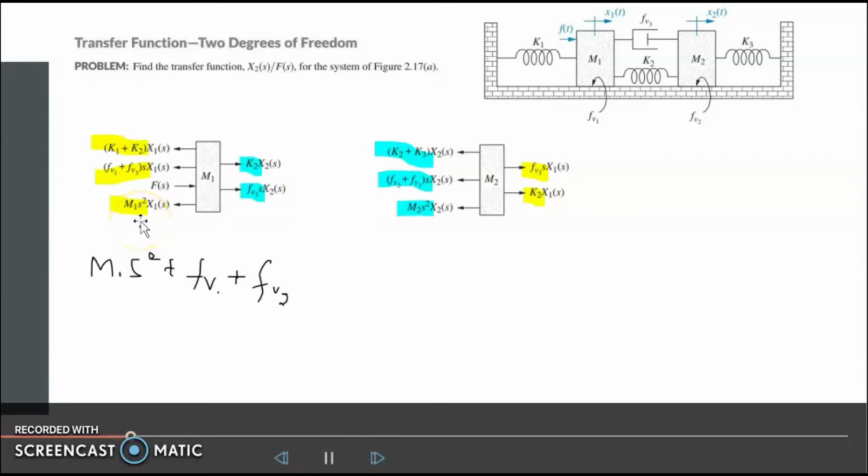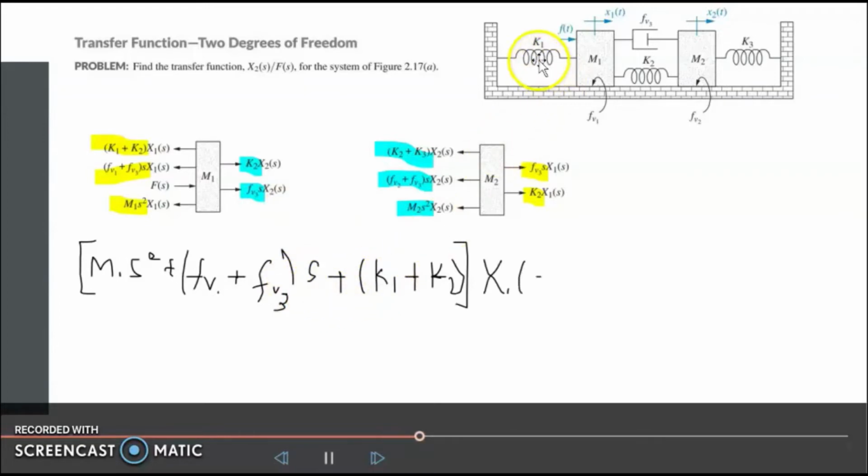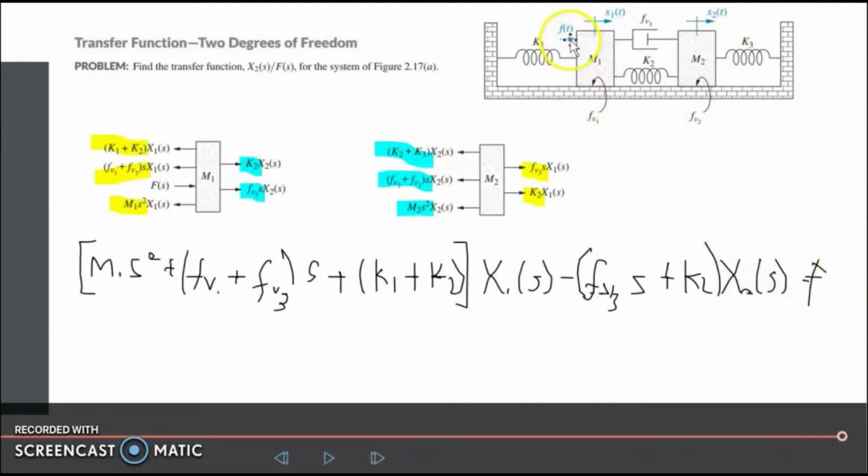You could see here the first one is because of the mass itself, which moves with an acceleration, M1 s squared, and then you have this Fv1, which is the friction on the surface, and then Fv3, which is due to the damper, and then don't leave out the spring due to K1 and K2. All of these forces are relative to the displacement of X1, and then minus the terms relative to the displacement of X2. So you have this Fv3, the resultant of the damper, and also K2 of a spring. These two are the forces relative to X2, and it equals F of t, which is F(s) as the Laplace transform of Ft.